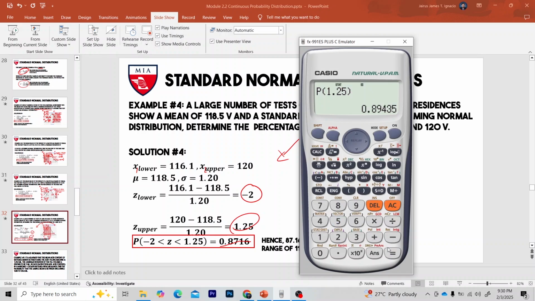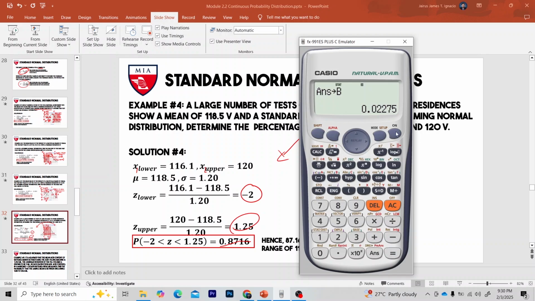So we have 0.89435. Okay, so let's store it to A. So A is equal to the value of the z-score of 1.25. Next, we need to get the value of negative 2. So shift stat distribution 1 for the probability. We have negative 2. So we have 0.02275. So let's store this to B.